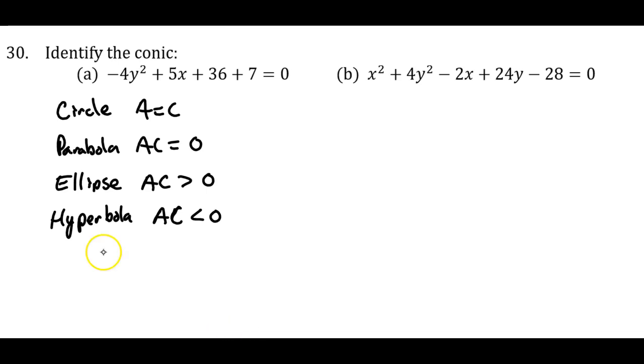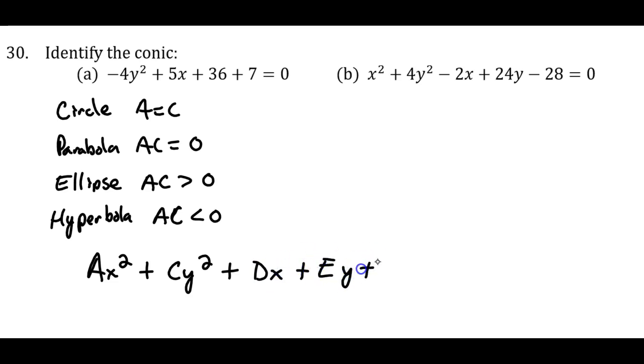And so remember that that's in the general form of ax squared plus cy squared plus dx plus ey plus f equals 0. So we're really just concerned about the coefficient in front of the x squared and the coefficient in front of the y squared. That's all we're looking at. Are they equal? And if they're equal, we know it's a circle. Do we have that already? Look in front of the x squared and y squared terms. Well, in front of this one it's a 1, in front of this one it's a 4, and so they're not equal there. So we know b is not going to be a circle.